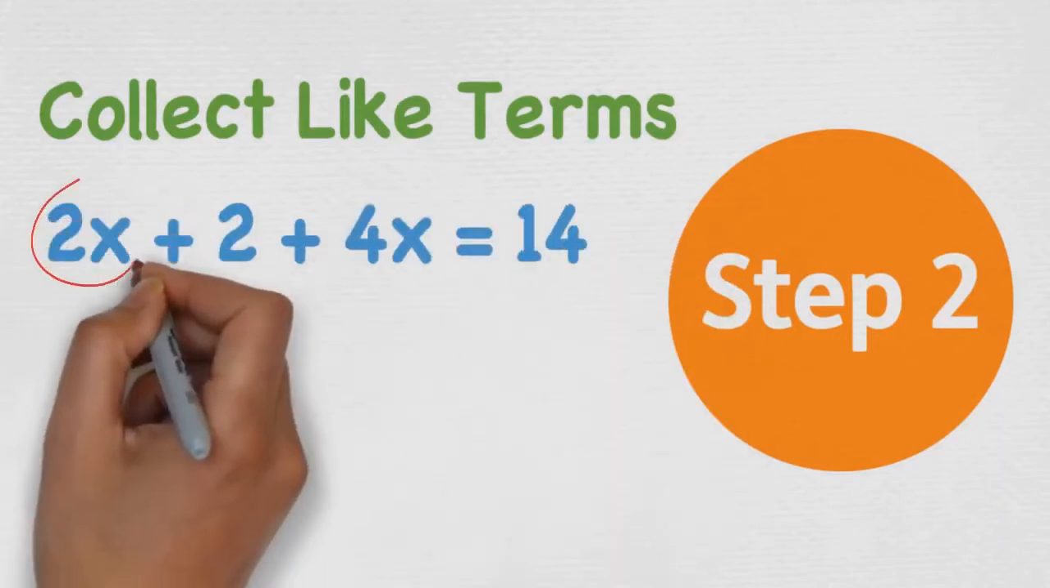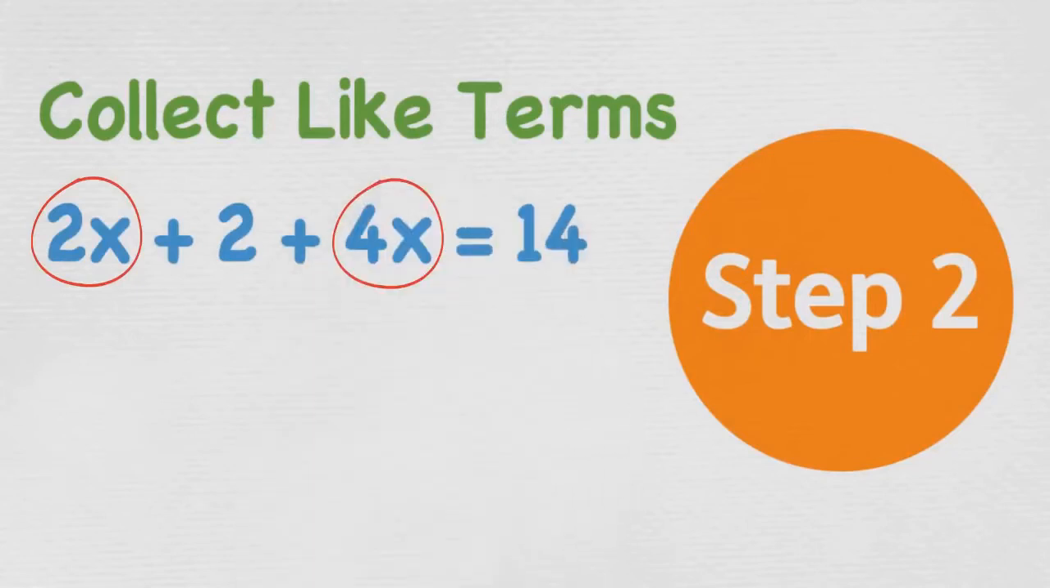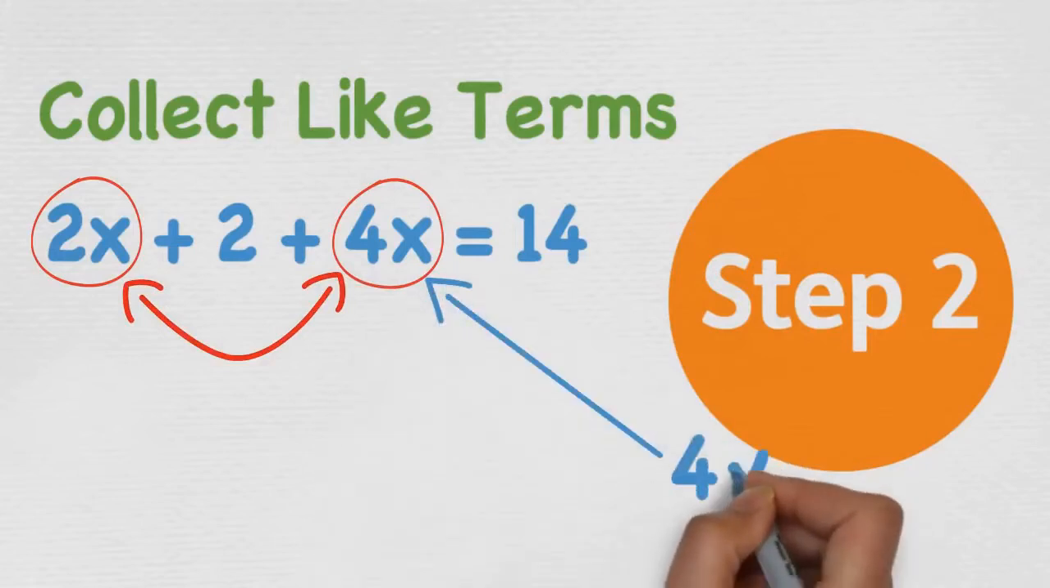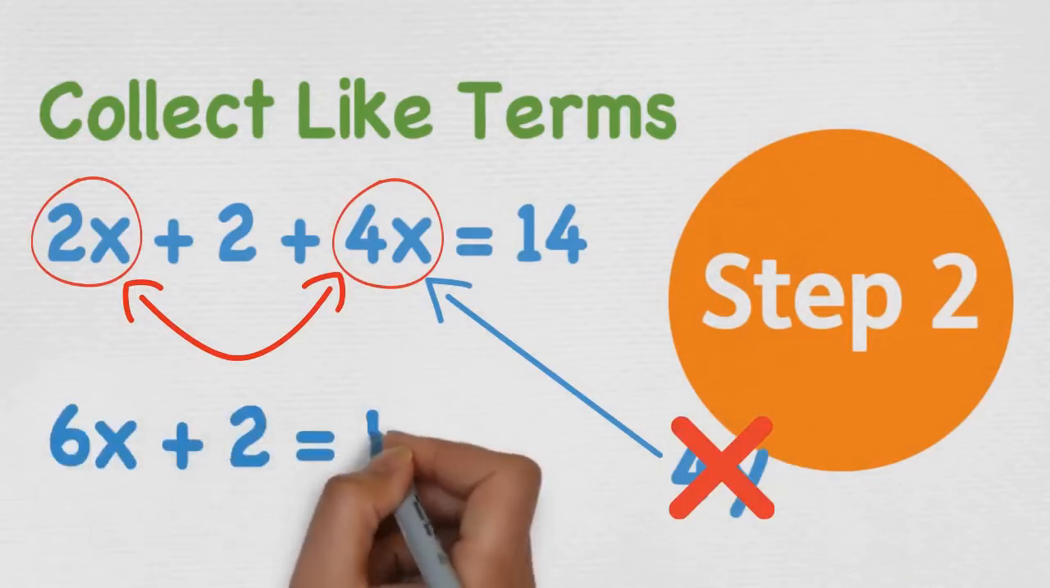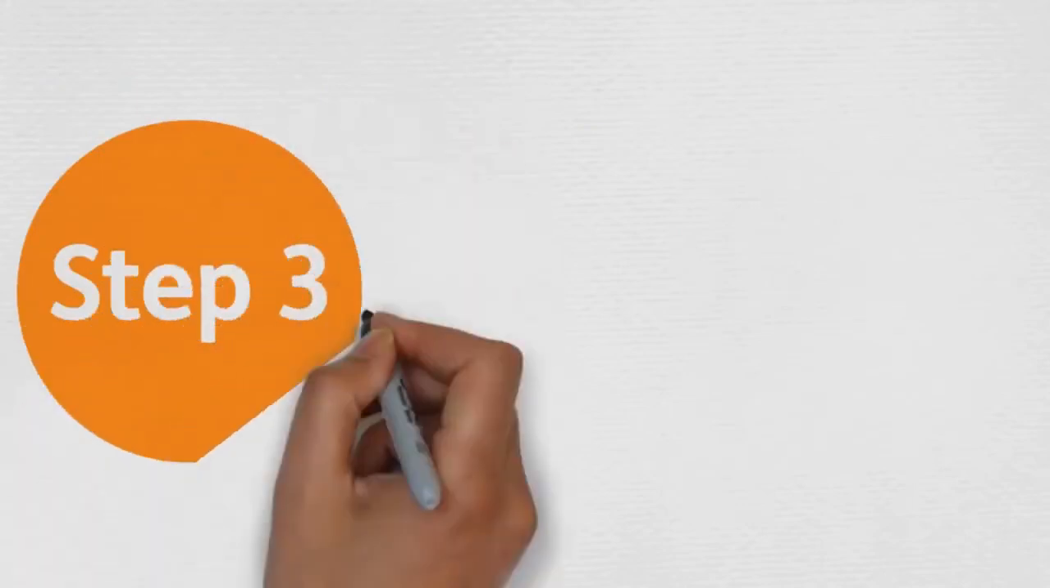In the equation we have 2x and plus 4x. Because these like terms are both positive values, we are able to add the 2 together. However, if 4x was 4y, we wouldn't be able to collect the like terms as they are different. This means we are now left with 6x + 2 = 14. Don't worry, we still have one more step left to solve this equation.